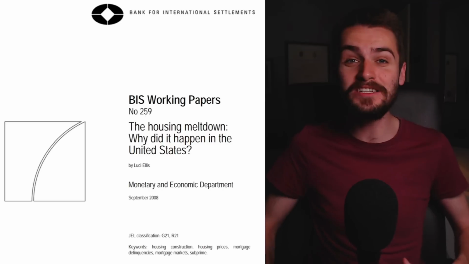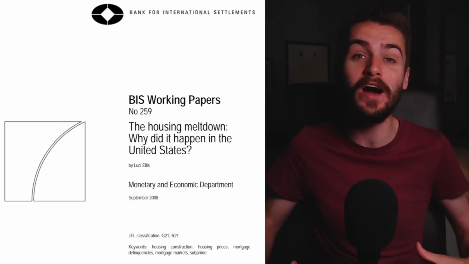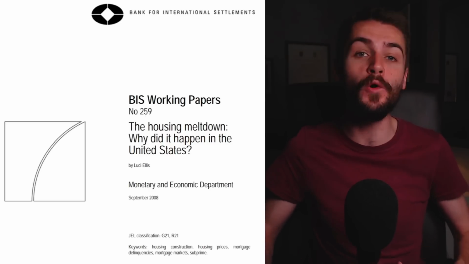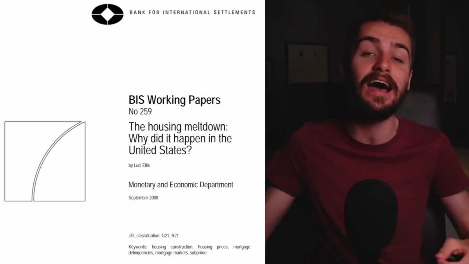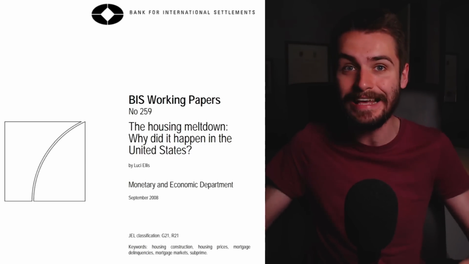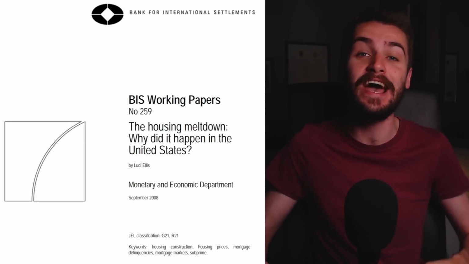So let's discuss whether or not it's reasonable to expect an 07-esque housing crash in the future. According to the paper, The Housing Meltdown: Why Did It Happen in the United States, US house prices increased by 67% between 2000 and 2006, but critically in the same period, mortgage debt more than doubled. You see, back then the housing market in the US was propped up by bad loans, and lots of them.